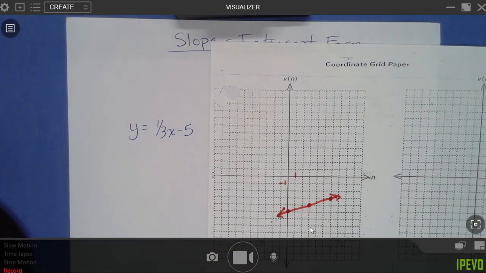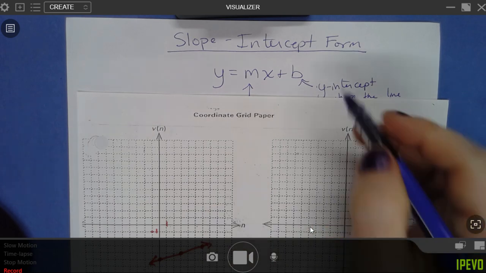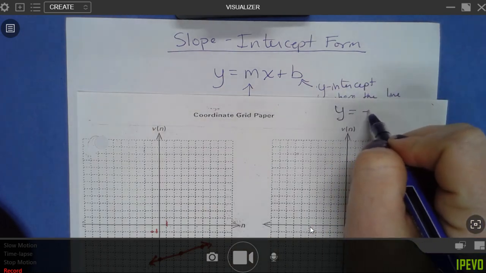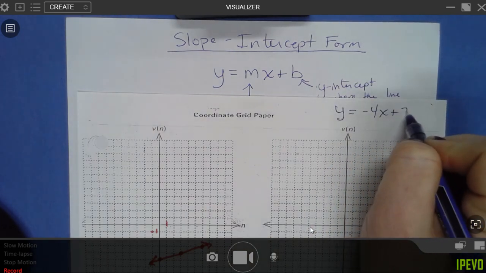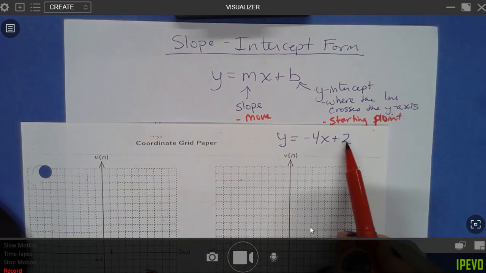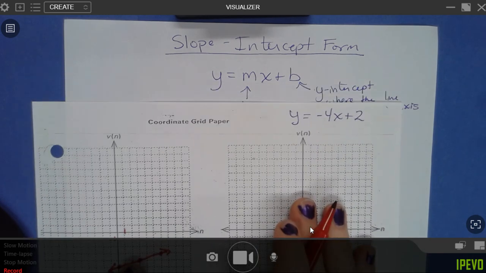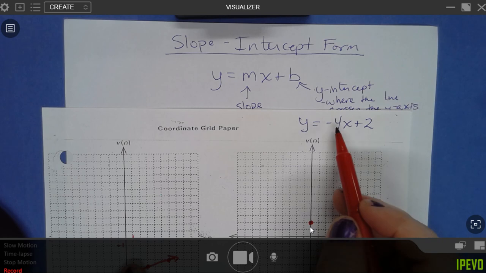It just takes a couple points, and you're able to draw it. If we were to graph y equals negative 4x plus 2. So y equals negative 4x plus 2. Our starting point now is at 2. So we start at 2. And then our run, or our slope, is negative 4.